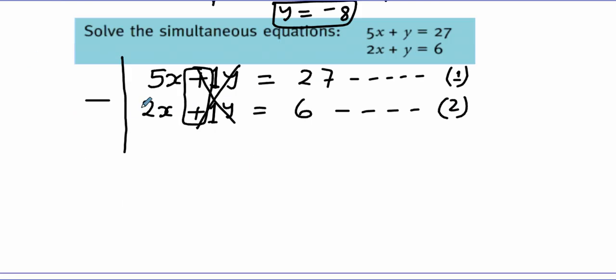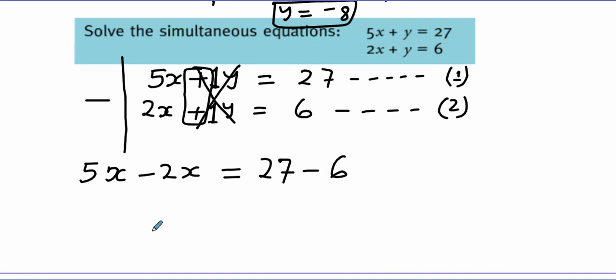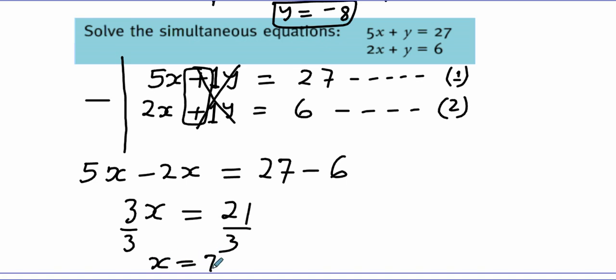Now how do we move from here? 5x minus 2x equals 27 minus 6. What is 5x minus 2x? The answer is 3x, equals 27 minus 6, which is 21. Correct. Now to find the value of x, you need to divide by 3, so x equals 7.